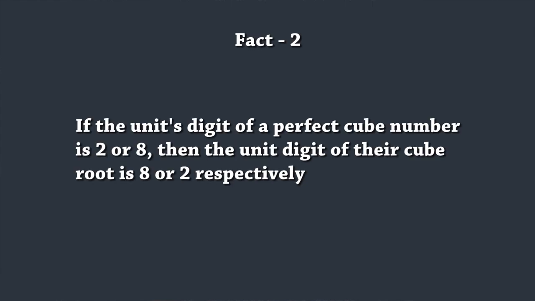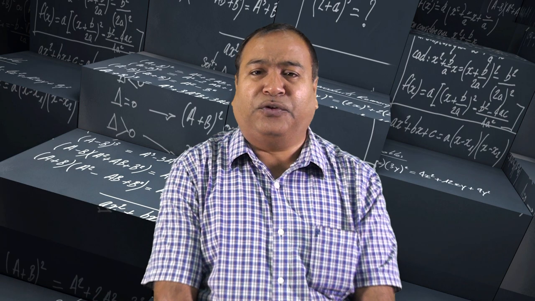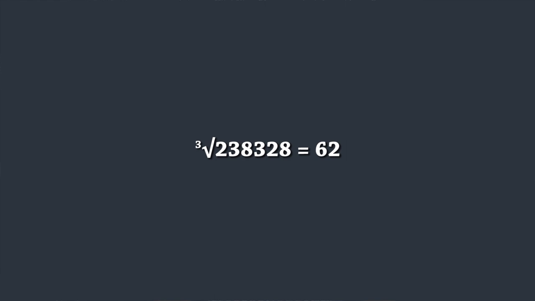Step 2. Since the unit digit of 328 is 8, the unit digit place in the answer must be 2. For this, let us see the fact 2 in the above chart. Step 3. Look at 6 cube is less than 238, which is less than 7 cube. Step 4. Now, by considering the smaller number in the above inequality, the tens place in the answer must be 6. Therefore, by this, we can observe that the cube root of 238,328 is just 62.